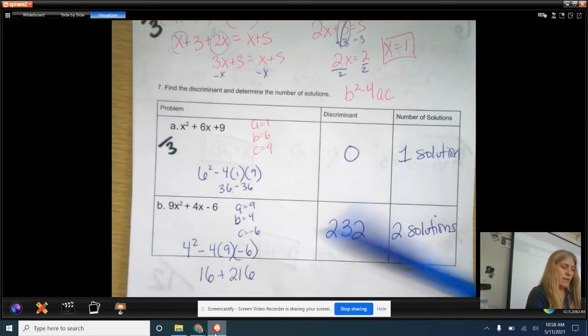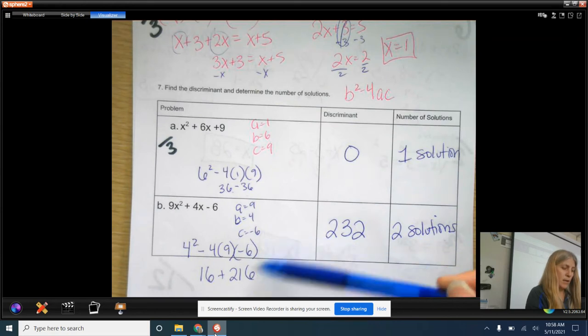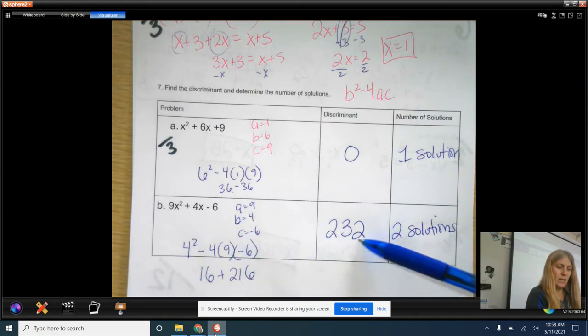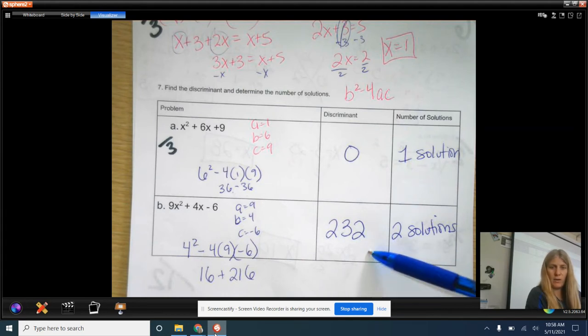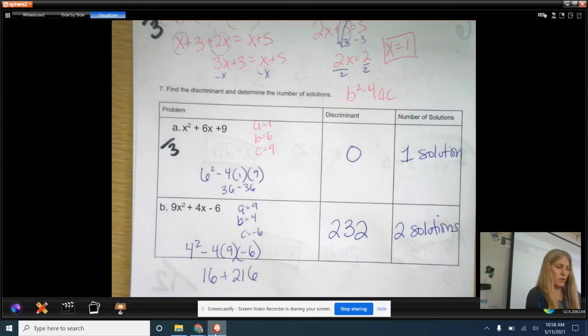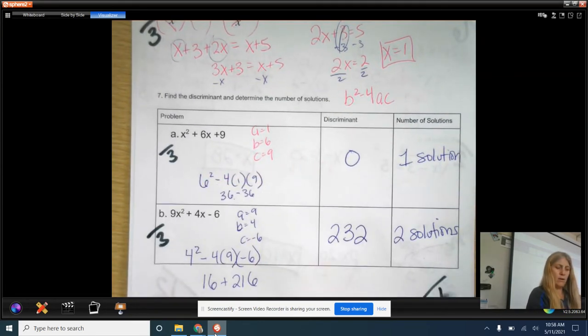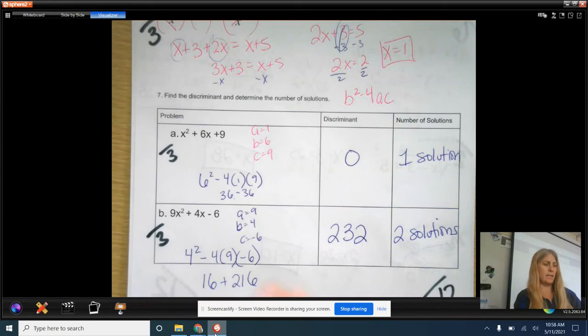So we have, once again, 1 point for your work b squared minus 4ac, a second point for getting the exact discriminant correct, and 1 point for correctly telling me that there were 2 solutions. So altogether on this page, there are 12. Go ahead and tally up how many you have on that page.